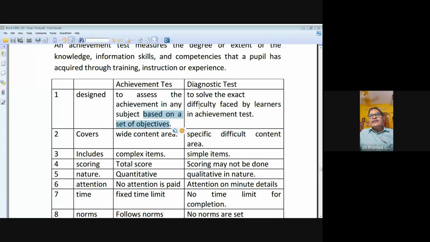Then in the diagnostic test, see, we solve the exact difficulty that the students are facing, then we have to solve it. The diagnostic test will not cover wide content like the achievement test, but here it will cover the specific content, that is, the difficult content.